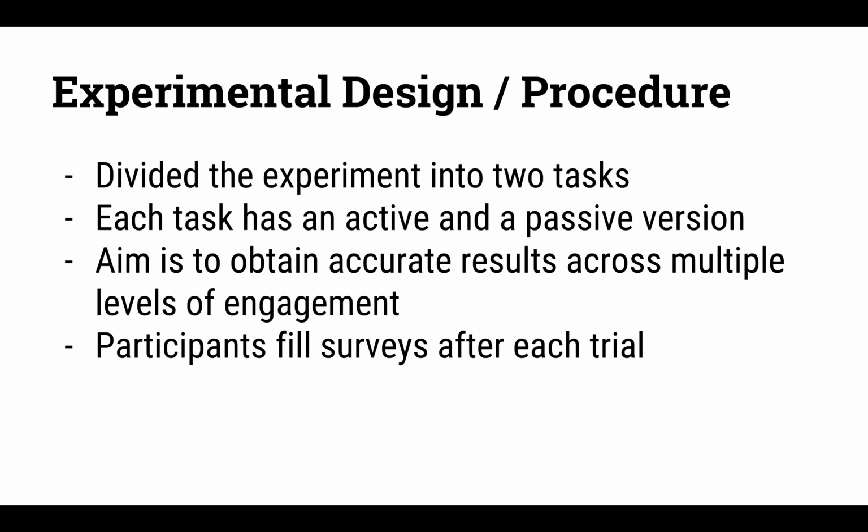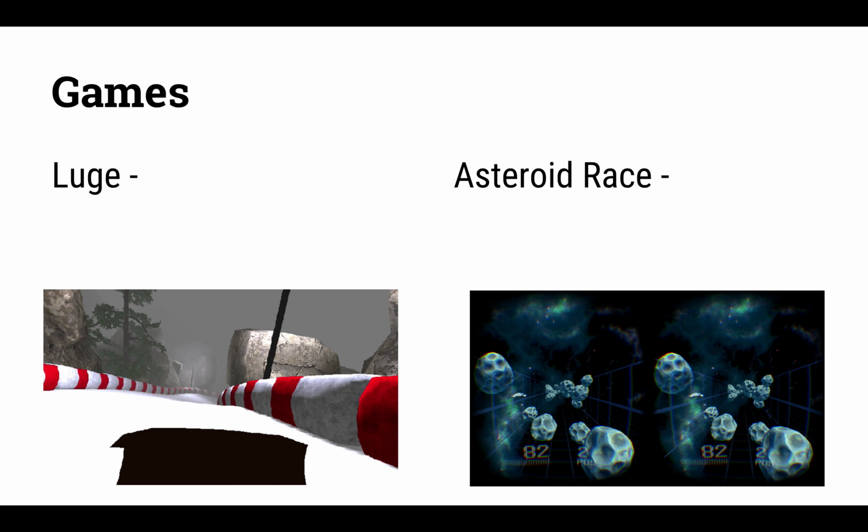So like we were saying, we divided the experiment into 2 main tasks. Each task has an active and a passive version. Our goal is to obtain accurate results across multiple levels of engagement and have participants fill in a survey after each trial. The first game, on the left, is called Luge.